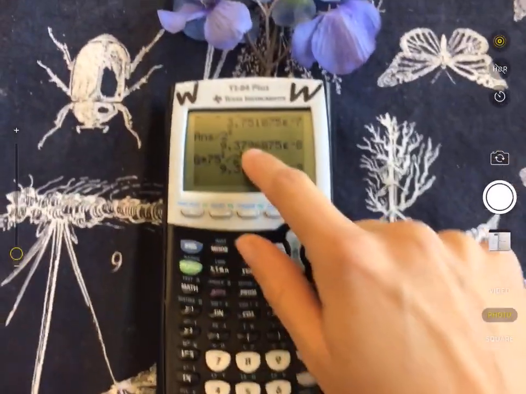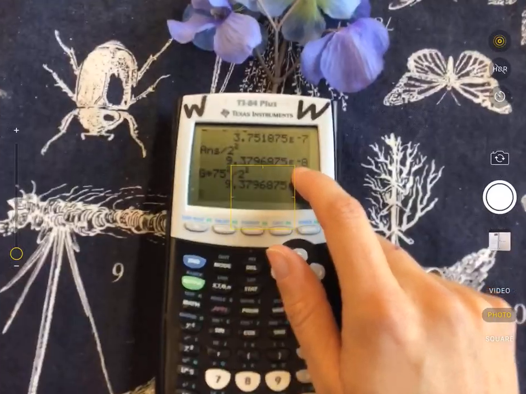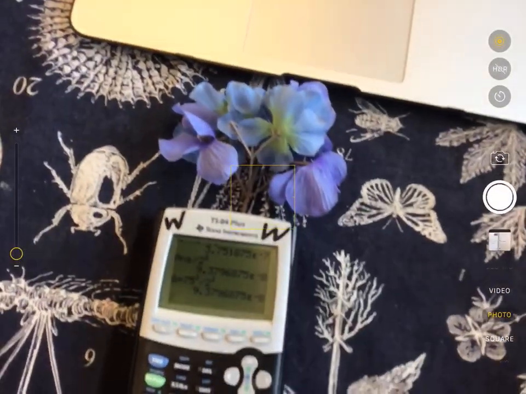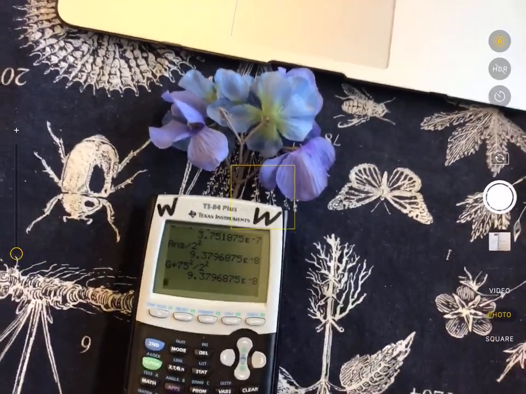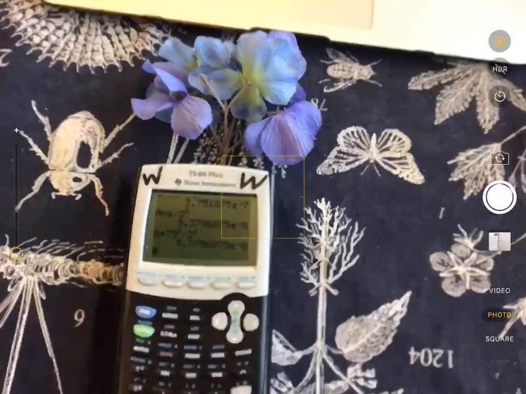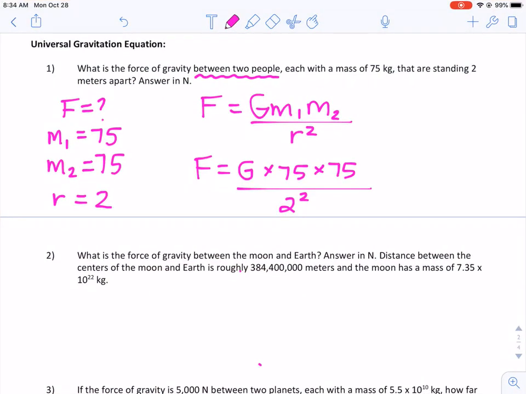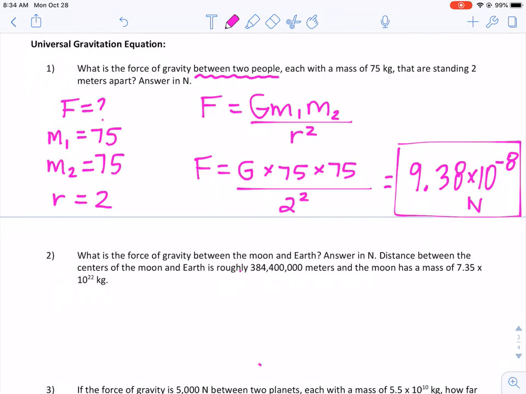So remember, when writing our answer, E negative 8 is the exponent. That matters. This force of gravity between 2 people is very, very small. Not even half a Newton, not even a quarter of a Newton, not even an eighth of a Newton. So we need to include that as part of our final answer. In writing our final answer, we don't need to include all the decimal places though. I generally will round to the second one. So I'm going to say 9.38 times 10 to the negative 8. We don't write it with that E like the calculator does, newtons. Final answer, very, very small.